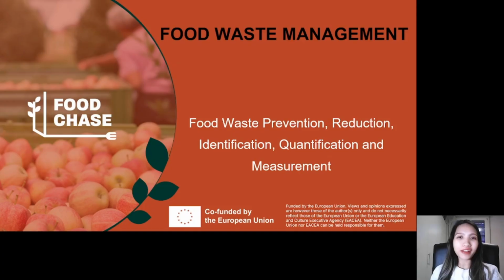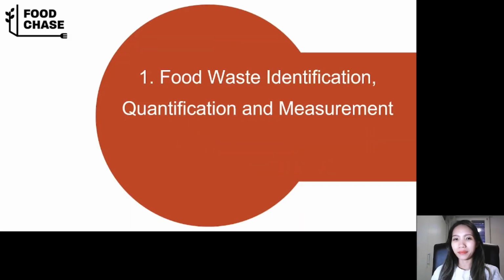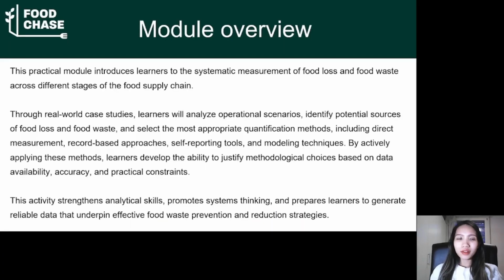This is the practical activity that belongs to the first module of the study unit Food Waste Prevention, Reduction, Identification, Quantification, and Measurement. This practical module introduces you to systematic measurement of food loss and food waste across different stages of the food supply chain. Through real-world case studies, you will analyze operational scenarios, identify potential sources of food loss and waste, and select the most appropriate quantification method.